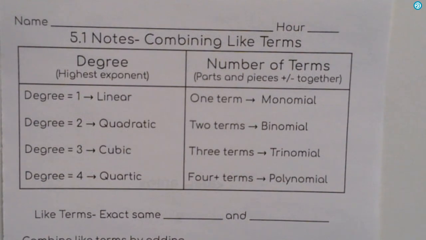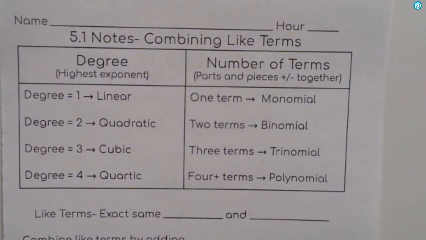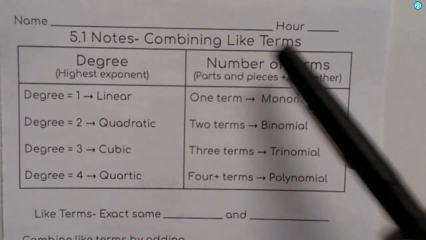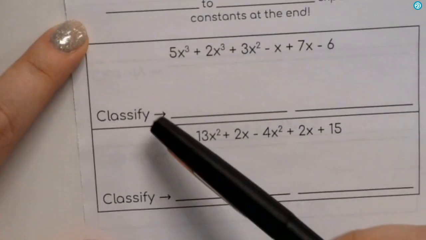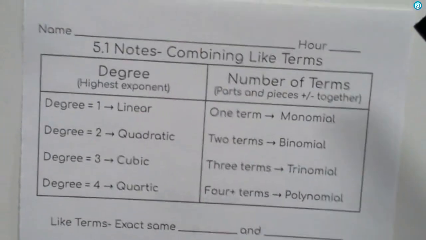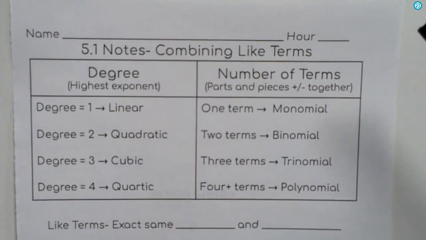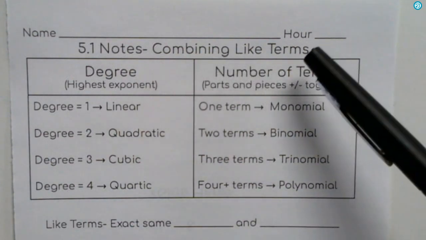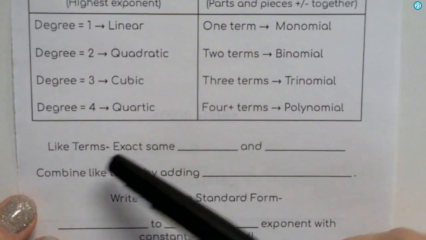Okay, today we are combining like terms, and the other thing that we are doing is called classifying polynomials. We didn't put it up there in the title, but down here it says classify. We are classifying polynomials, which means we're putting them in categories essentially. So we are going to combine like terms by finding our like terms.